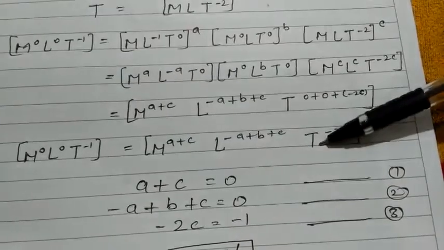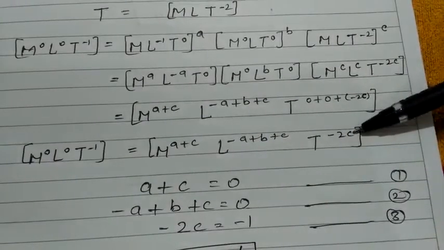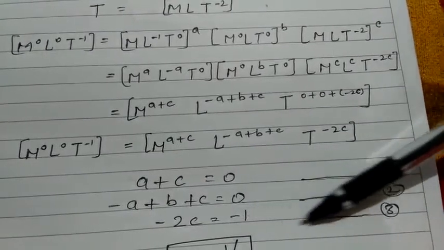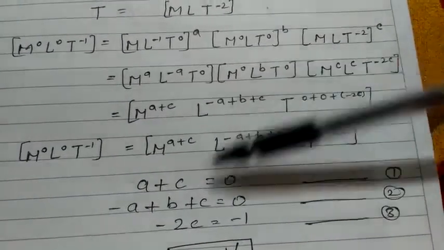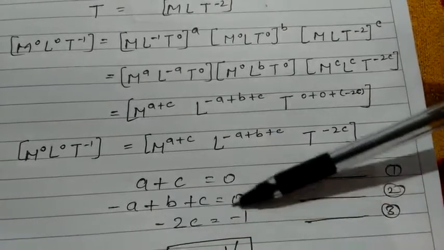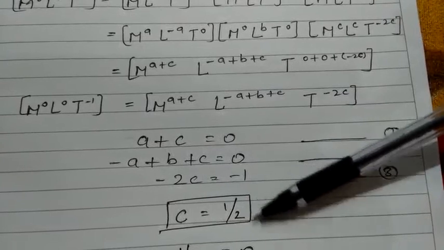Similarly for t, here t to the power minus 1 is there, and here t to the power minus 2c is there. That means minus 2c equals minus 1. Give it equation number 3. First of all, we will solve equation number 3. So the minus signs will cancel and we have c equals half.